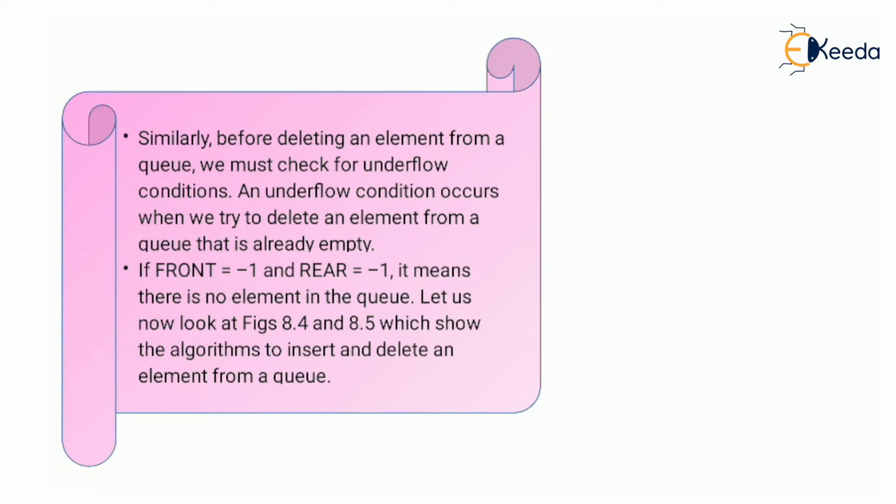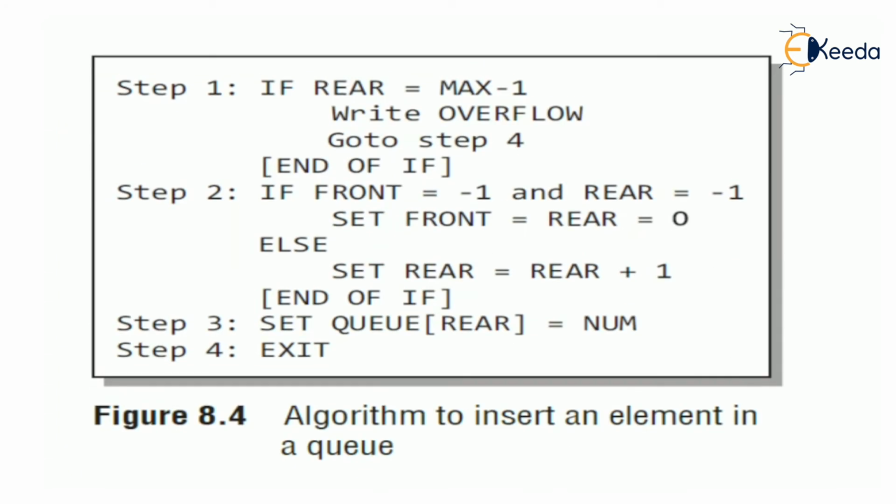Let us look at figures 8.4 and 8.5, which show the algorithms to insert and delete an element from a queue. With the help of these, we understand insertion, deletion, as well as overflow and underflow. So let us look at the algorithm. This algorithm consists of different steps: step 1, step 2, step 3 and step 4. The figure is the algorithm to insert an element in a queue.